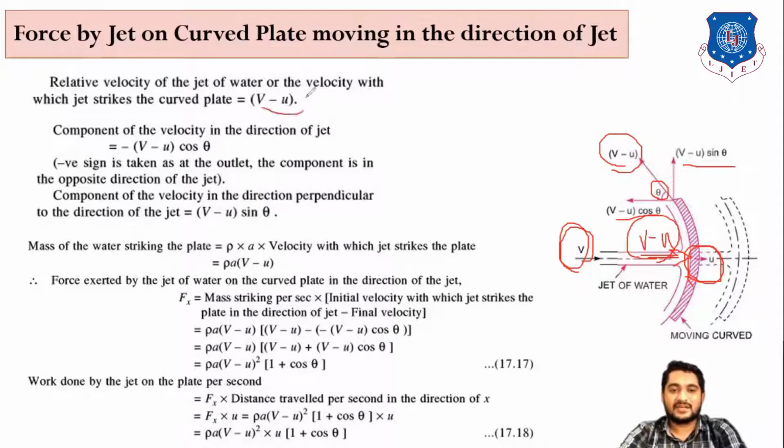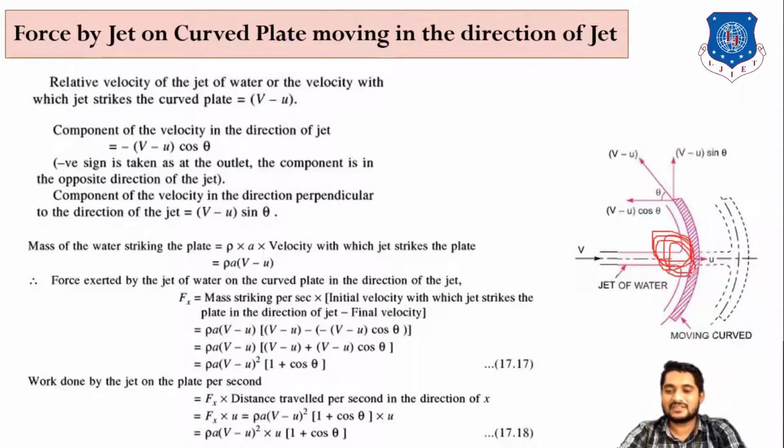So let us take relative velocity V minus u. Fx will be directly mass flow rate into change in velocity in the x direction. The mass flow rate will be rho a (V minus u). Change in velocity in the x direction: the x direction velocity before application of the jet, that means V minus u, minus the x direction velocity after impact of the jet, that means minus (V minus u) cos theta. Clear? So minus minus becomes plus, and the final equation will be Fx equal to rho a (V minus u) squared (1 plus cos theta).